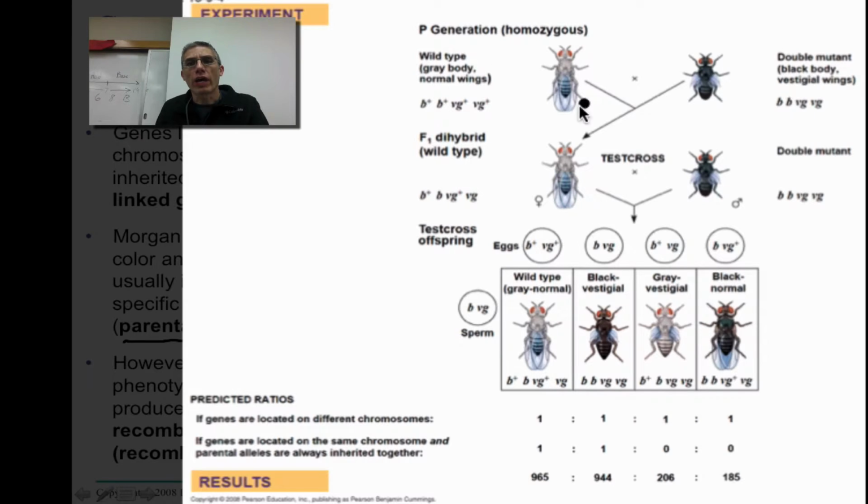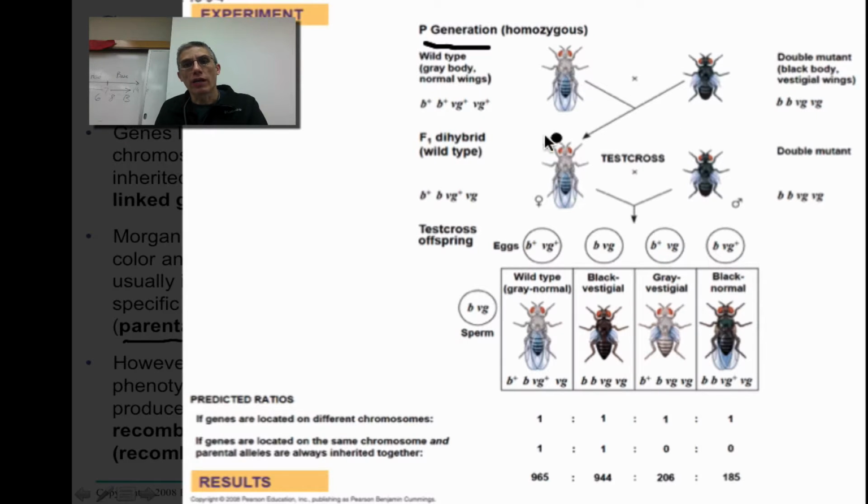So over here on the right, what we have is, again, just another typical cross. This is going to be considered our P generation, so these animals are going to be homozygous for each of the different characteristics that we're looking at. This is your typical wild type or gray-bodied, normal-winged individual, and we're going to cross it with, again, it's the P generation, a true breeding double mutant. So it's going to have a black body, and the wings are going to be a bit different. They're going to be considered vestigial wings, or very small wings.